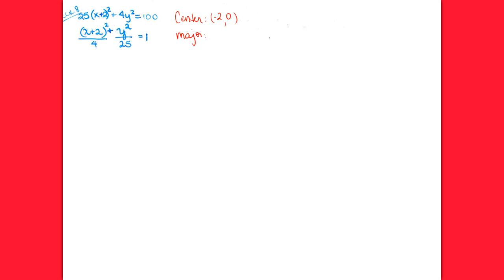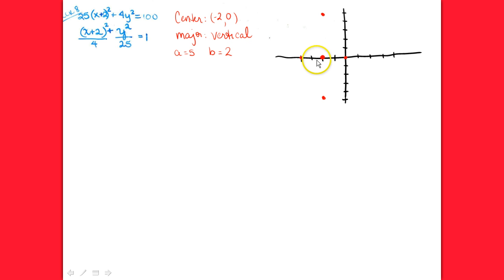Which is the major axis, horizontal or vertical? Vertical, because it is the larger one with an ellipse. So that means that this is going to be my a squared and this is going to be my b squared. So what's a? And what's b? All right, so I'm going to go to my center of -2, 0. You told me major axis was vertical and a was 5. So from that center, I'm going to go out 5 to the end of my major axis, my vertex, and out 5 to the end of the major axis, my vertex.